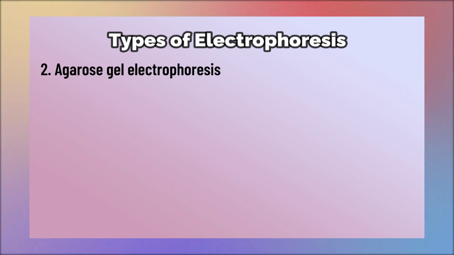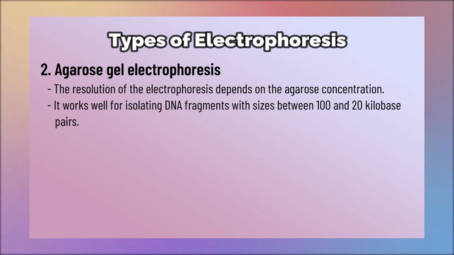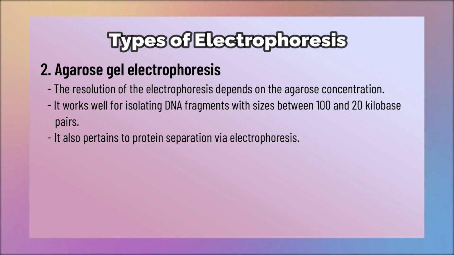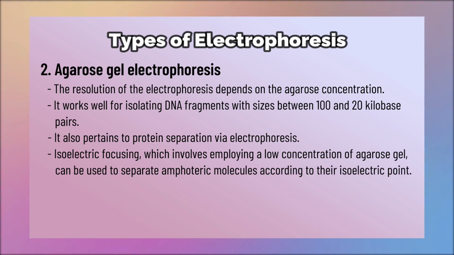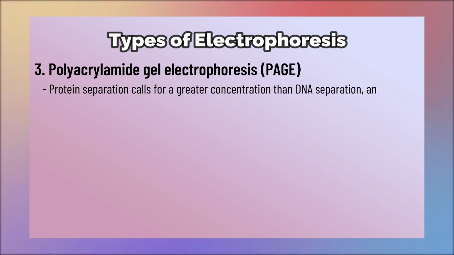Second comes the agarose gel electrophoresis. The resolution of electrophoresis depends on the agarose concentration. It works well for isolating DNA fragments in sizes between 100 bp to 20 kilobase pairs. It also pertains to protein separation with the help of electrophoresis. Isoelectric focusing, which involves employing a low concentration of agarose gel, can be used to separate amphoteric molecules according to their isoelectric point. Third comes the polyacrylamide gel electrophoresis. Protein separation calls for a greater concentration than DNA separation and vice versa.